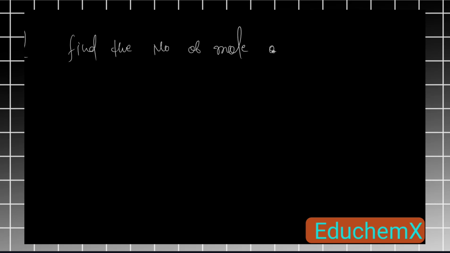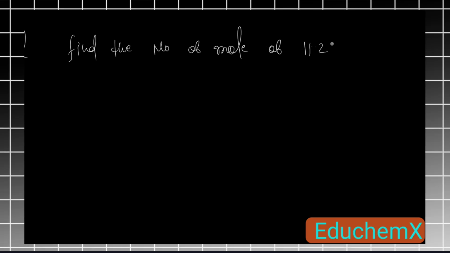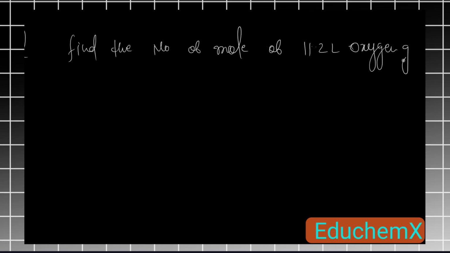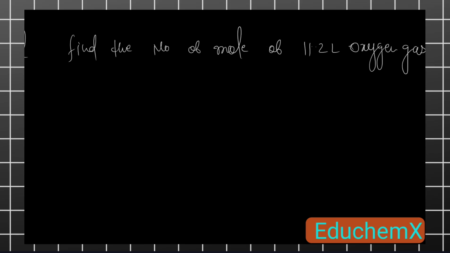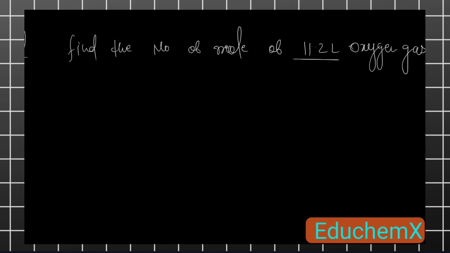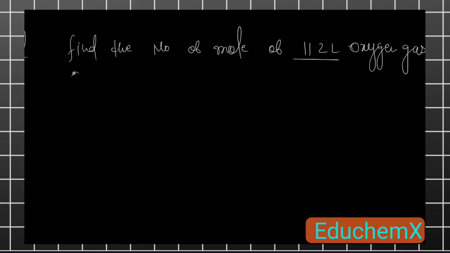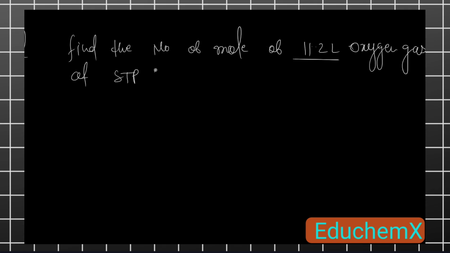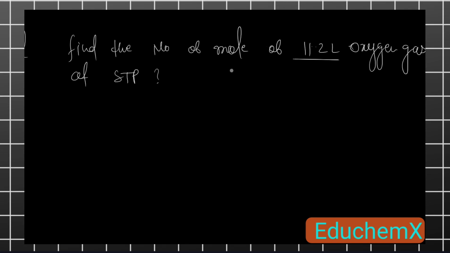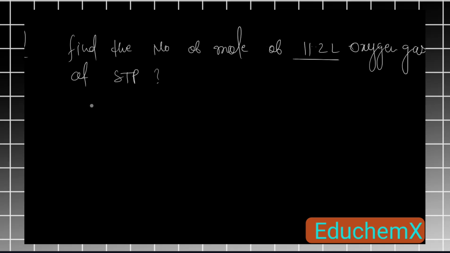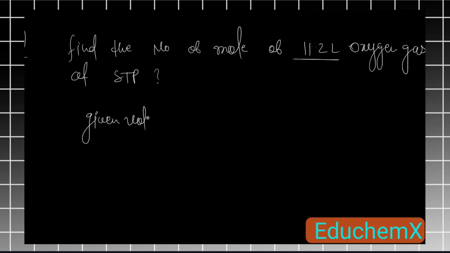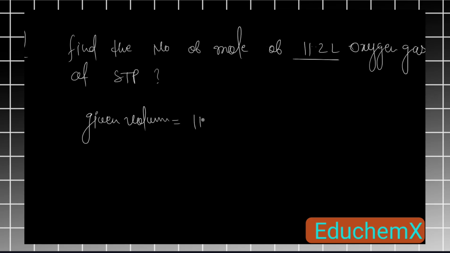of 11.2 liters of oxygen gas. So how can we find this everyone? This is at STP, we should mention at STP. Now coming to this question, you can see there is a given volume. So what is the given volume? The given volume is equal to 11.2 liters.